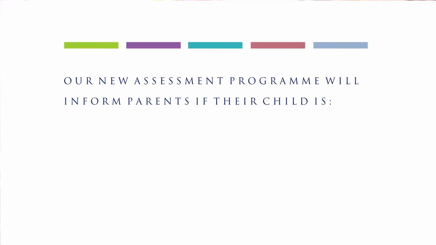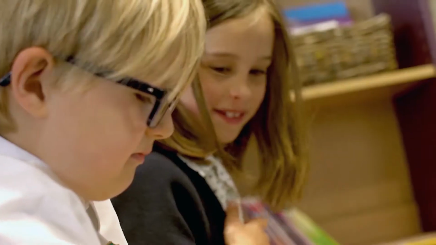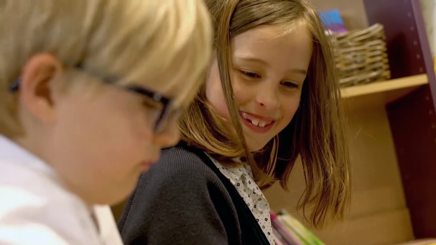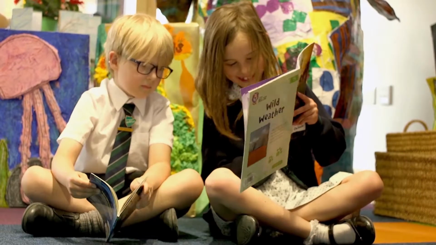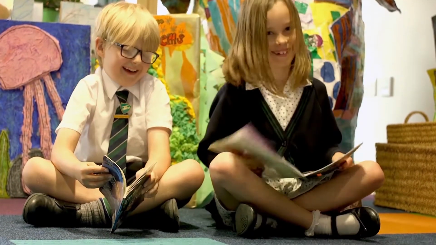What we want to do is provide parents with information on whether their child is working towards age-related expectations, meeting age-related expectations, or exceeding age-related expectations. We want to use resources that generate a statement rather than just a number. The biggest difference that parents will notice is that you won't be given a score as an outcome of the assessment. You'll be given more information on how your child is doing compared to age-related expectations.